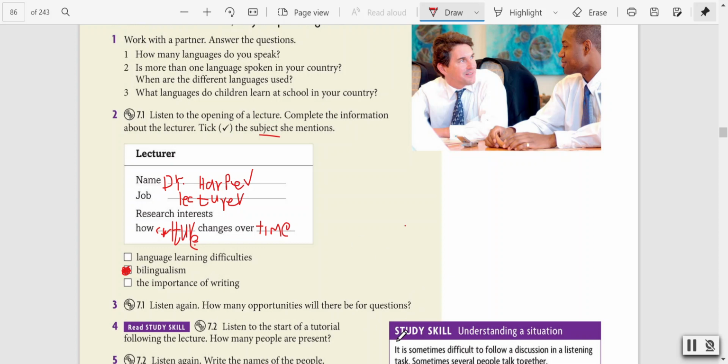And I will play this again. Check your answers.